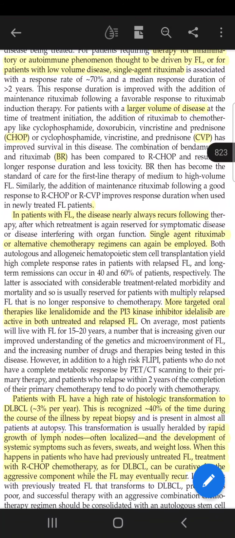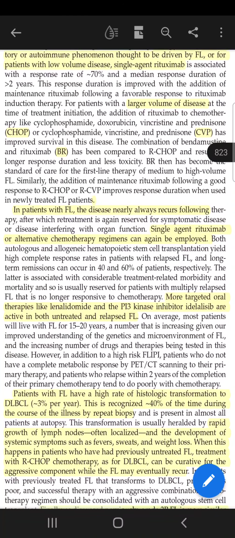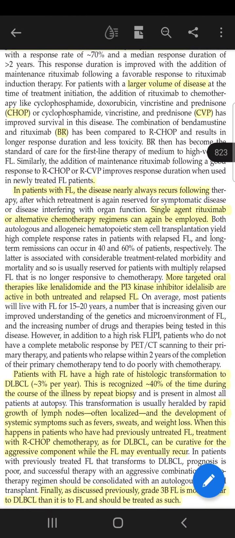So it does reoccur even after treatment, so you can use rituximab again. However, if it's no longer responsive to the initial chemotherapy regimen, then you can try lenalidomide or idelalisib. Sorry, I can't pronounce those. And then, like I said, it does have a high rate of transformation to diffuse large B cell lymphoma, about 3% per year. And when the patient has a transformation, there's usually a change in the symptoms.